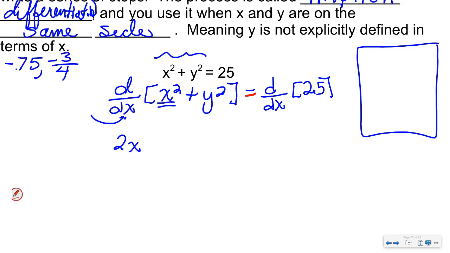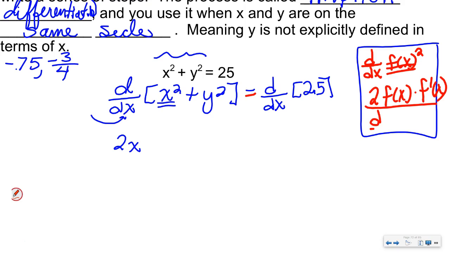So what do we also call y in this class? Sometimes we call y f of x. It's a function of x, right? So let's pretend it was the derivative with respect to x of y squared. You would do 2 times that function to the first power times the derivative of the guts, correct? So we would write it as f prime of x. So what happens when we replace that with a y? When I do d with respect to x of y squared, I do 2y, but I multiply it by the derivative of the guts.